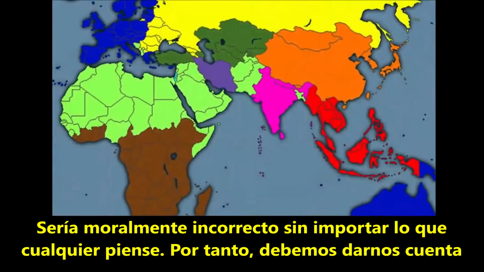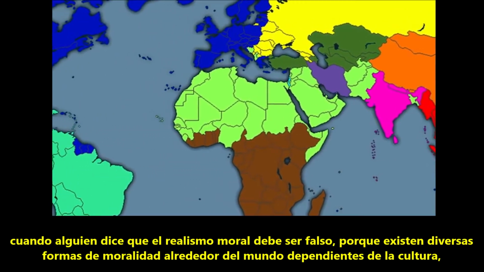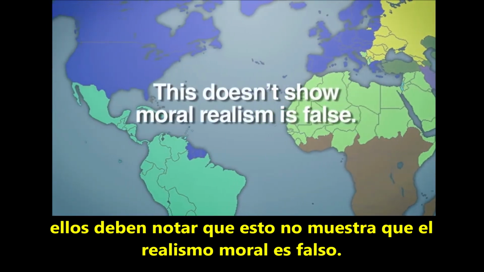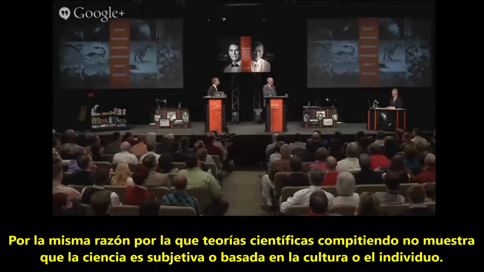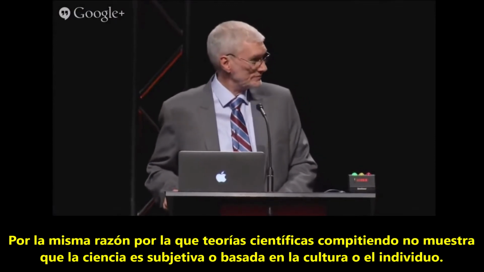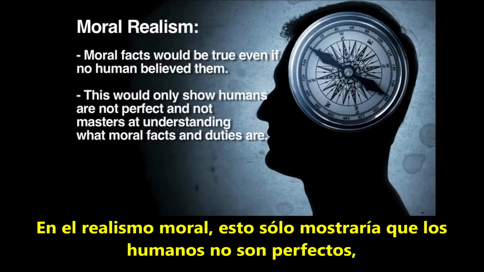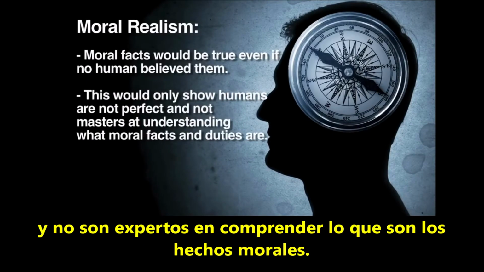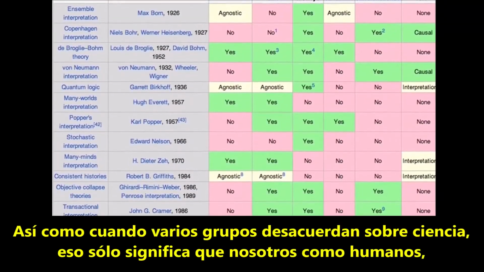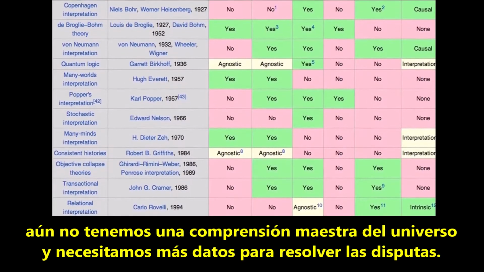Therefore, we must realize when someone says moral realism must be false because there are various forms of morality around the world, depending on the culture, this doesn't show moral realism is false. For the very same reason, the existence of competing scientific theories does not show science is subjective or based on the culture or individual. In moral realism, this would only show humans are not perfect and not masters at understanding what moral facts are. Just like when various groups disagree about science, it only means we as humans have not mastered our understanding of the universe yet and need more data to settle disputes.